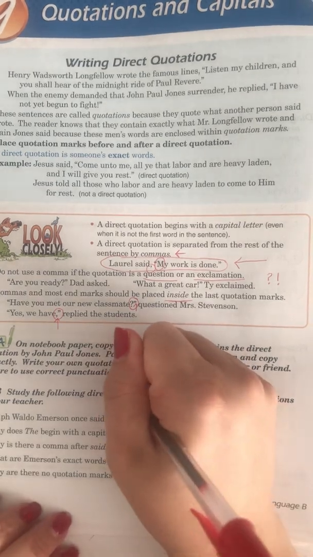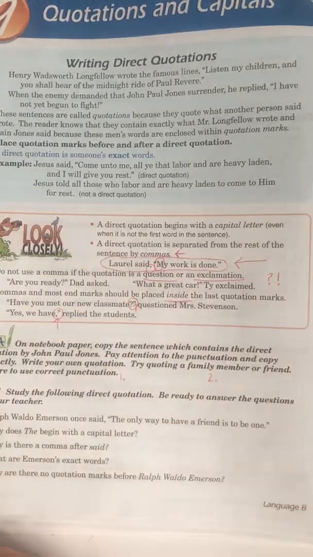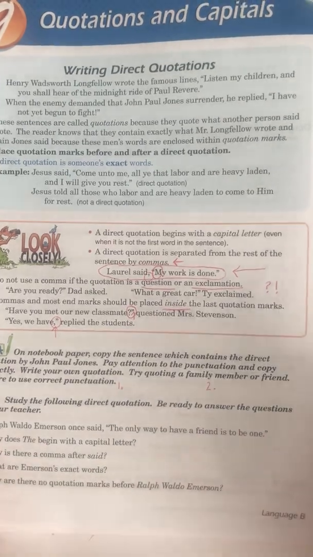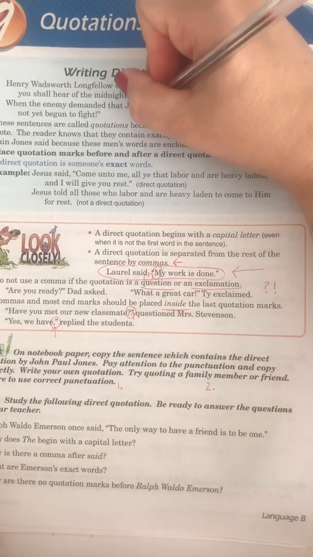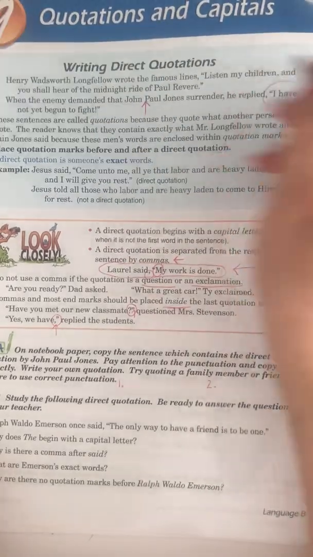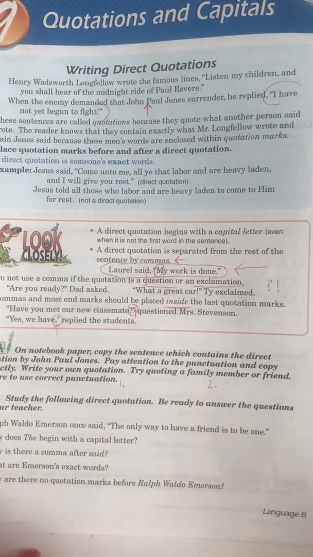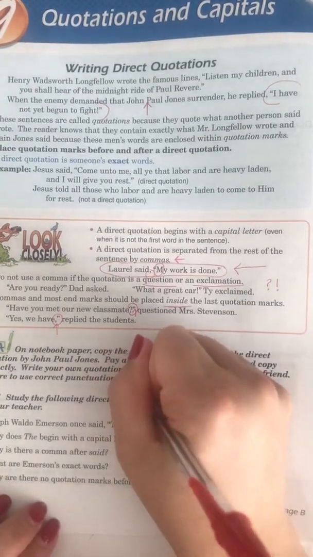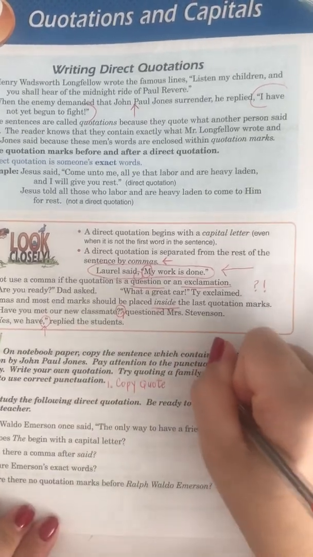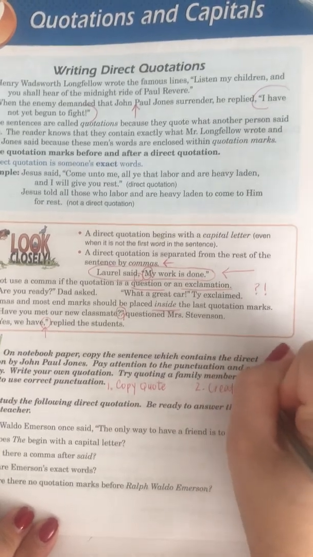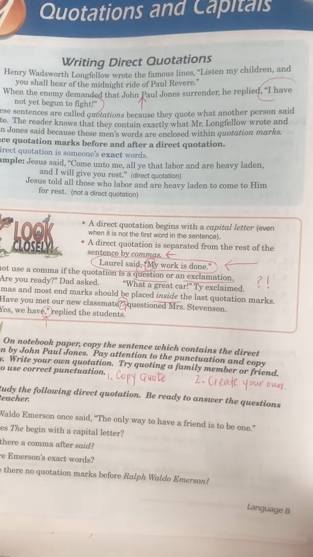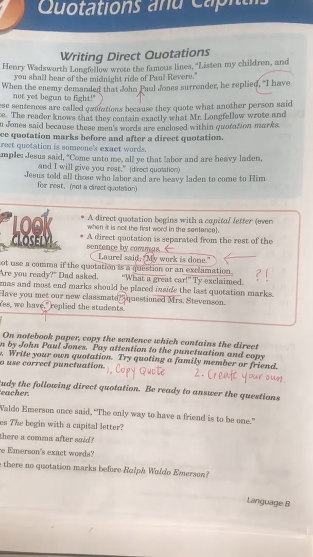So you have two things that you have to do on Write A, but they're fairly quick. The first thing you're going to do is quote this top person here we learned about, John Paul Jones, when he said, "I have not yet begun to fight." It just wants you to copy it. So copy the quote on the top. And then for a more creative exercise, create your own quote, or quote someone else.